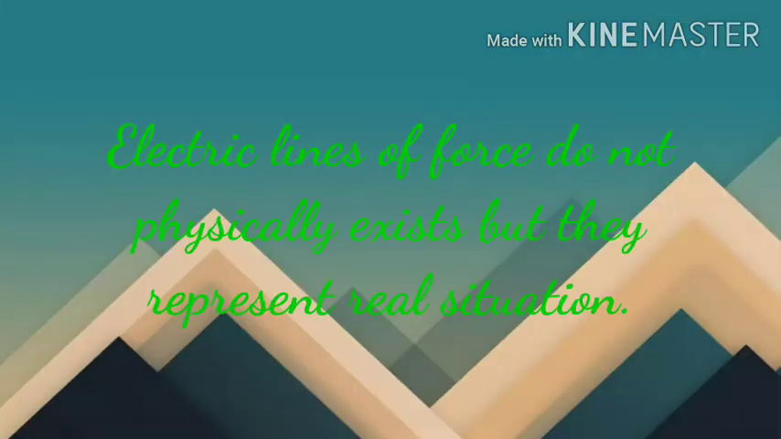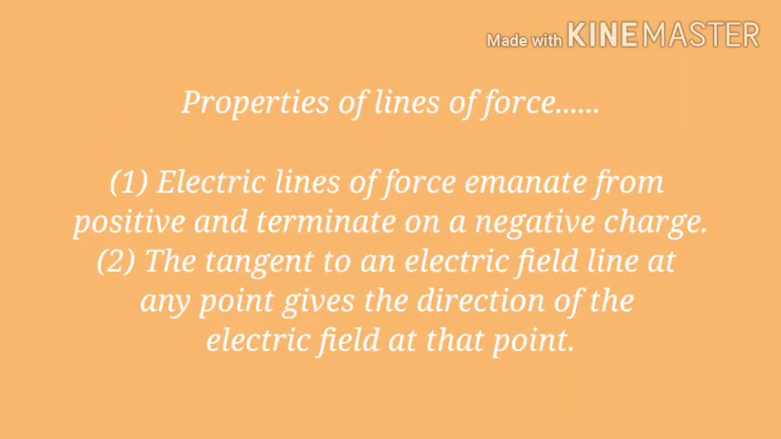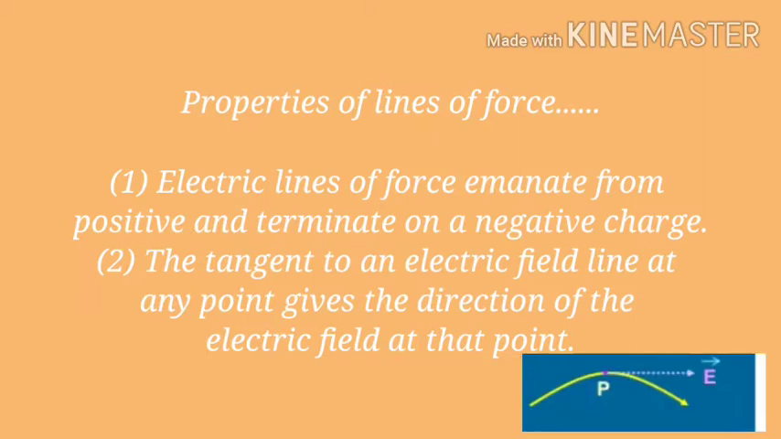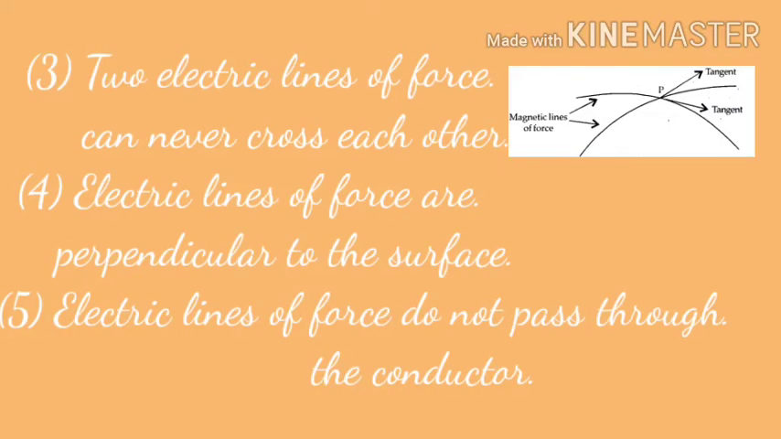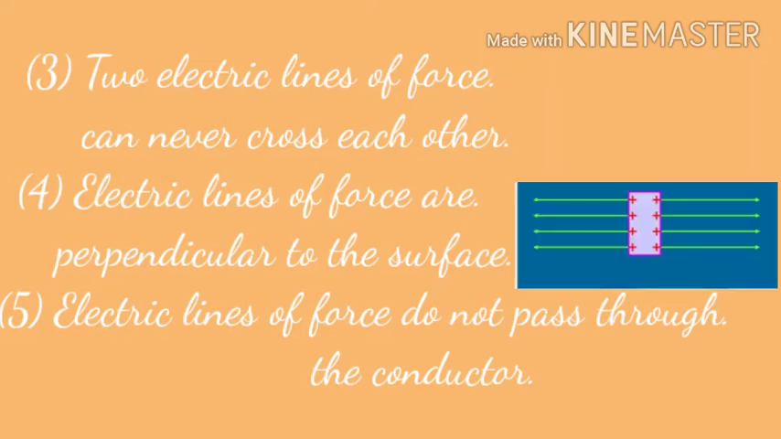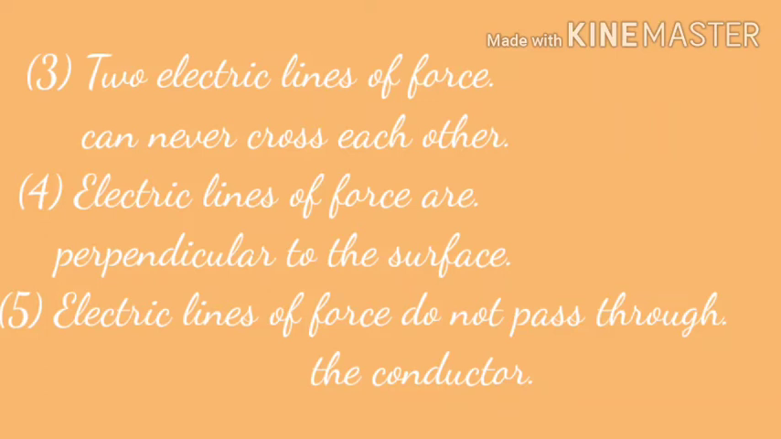Now we will discuss the properties of lines of force. Number 1, electric lines of force emanate from a positive charge and terminate on a negative charge. Number 2, the tangent to an electric field line at any point gives the direction of the electric field at that point. Number 3, two electric lines of force can never cross each other. Number 4, electric lines of force are perpendicular to the surface. Number 5, electric lines of force do not pass through a conductor, but they can pass through an insulator.